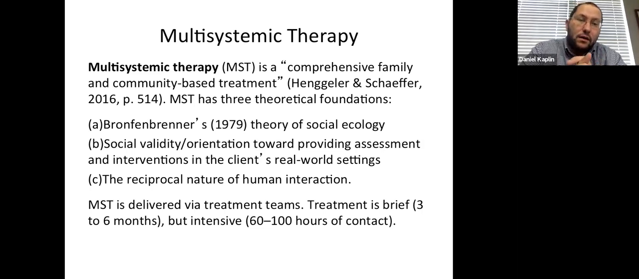And then we have multi-systemic therapy, right? So this is based on Urie Bronfenbrenner's model of those 6 layers of interaction. And this tends to be fairly short term, but high intensity. So you might have therapy going on for 3 to 6 months. You don't want to grow old with your clients, right? But it's intensive. So you're expecting 60 to 100 hours of contact in those 3 to 6 months so that we can address it. So it's a far more intense model.